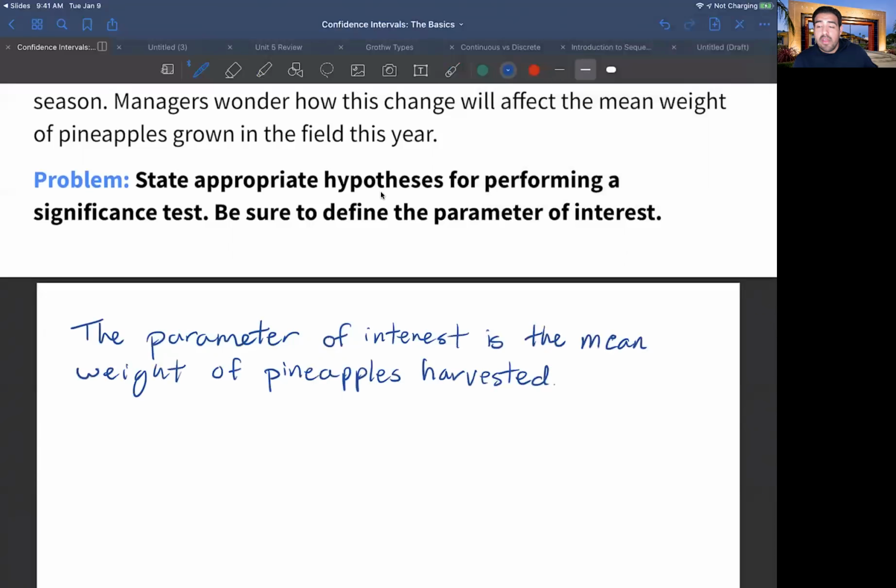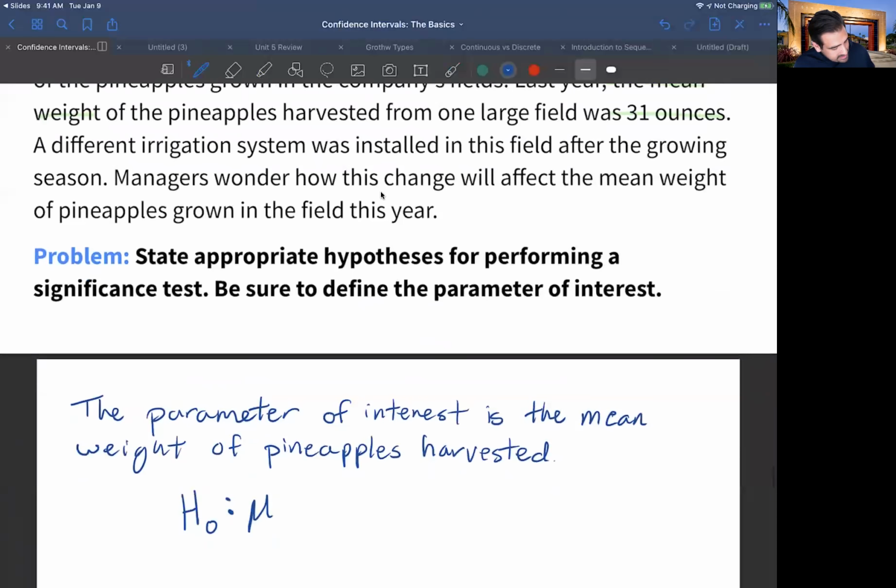So we're talking about a new year with a new irrigation system, right? Assuming that the irrigation system does nothing different, I would say that my null hypothesis is that my mean weight stays the same, right? If my mean weight stays the same, that should be 31 ounces, right? I put in a new irrigation system. I'm assuming that if everything is the same, well, this next season, the mean weight of all of the harvested pineapples will still be 31 ounces.